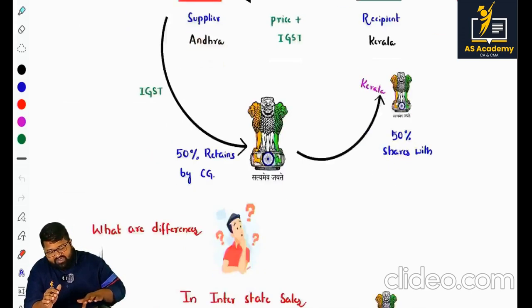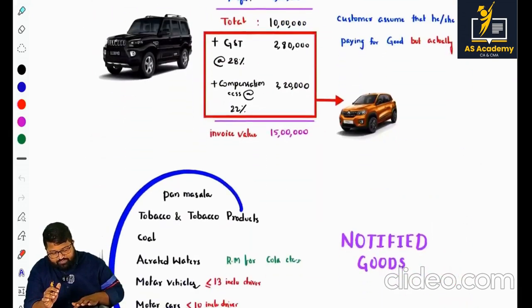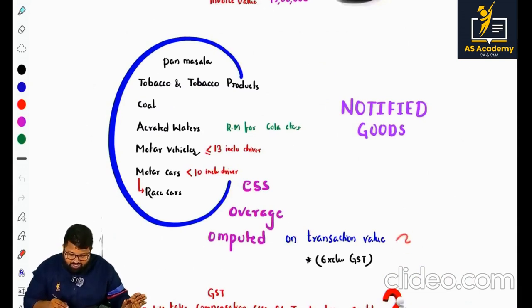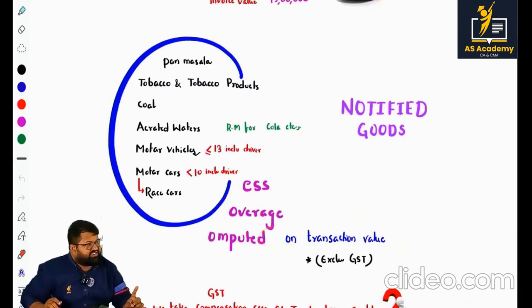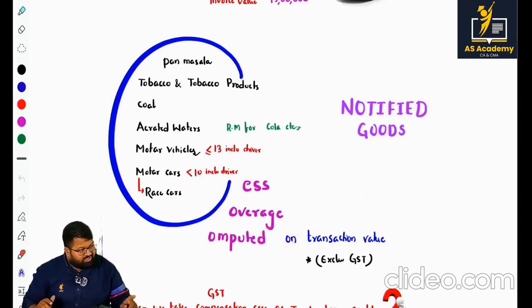And on what goods is it levied, ma? Notified goods. Mainly, there are some goods called notified goods. So this list is the one on which it is levied. And on what value? Transaction value excluding GST. This is most important. Transaction value excluding GST.